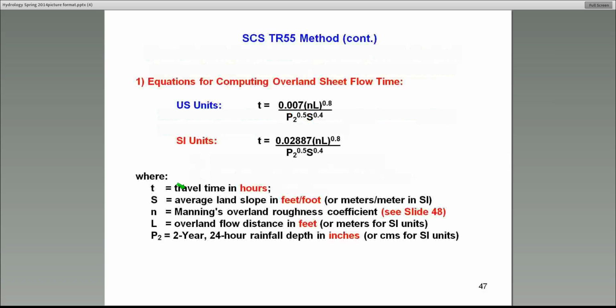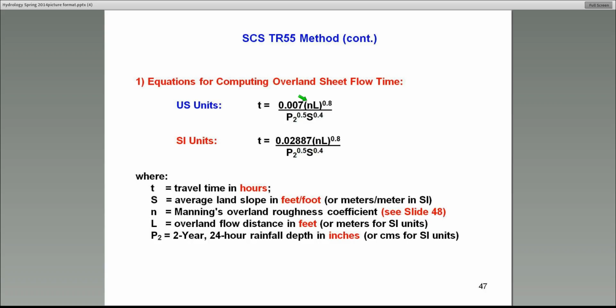So let's go through an example here, but before I do that, here are some of the equations that you'll see in the TR55 manual. This is for number 1, computing the sheet flow. Remember, this is for overland flow less than 300 feet. It's an empirical formula, so respect all the units. It's in US units and SI units. And this P2 right here is the 2-year, 24-hour rainfall depth in inches. You can obtain this from the TR55 manual, or they'll probably give it to you in the problem also. So look out for that because it requires that.